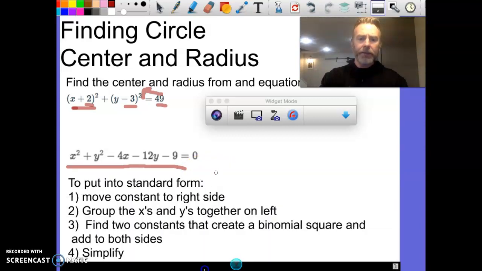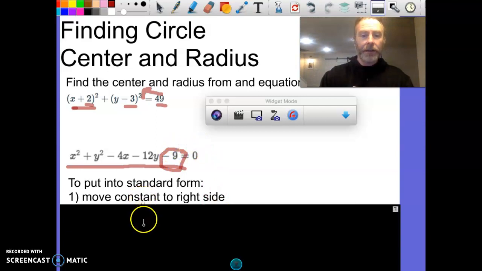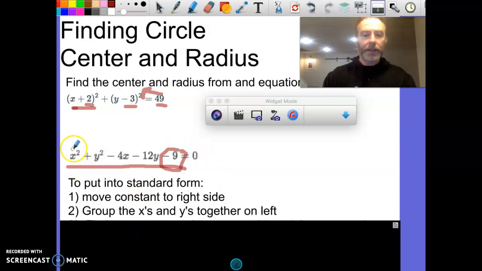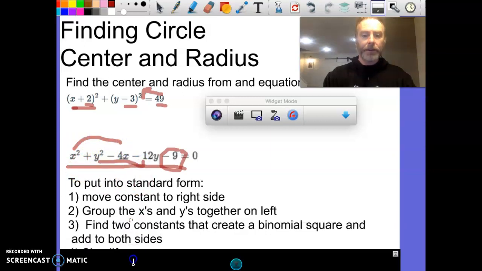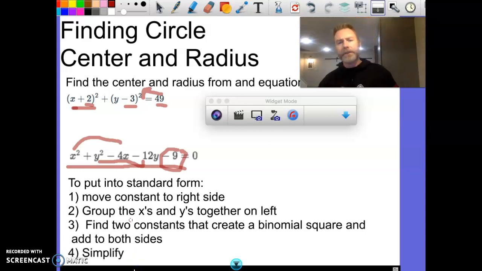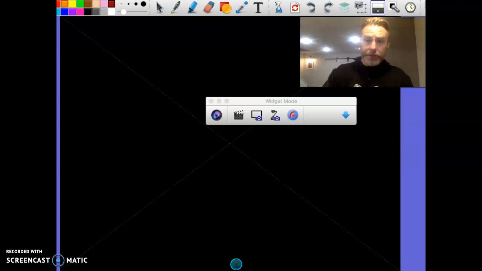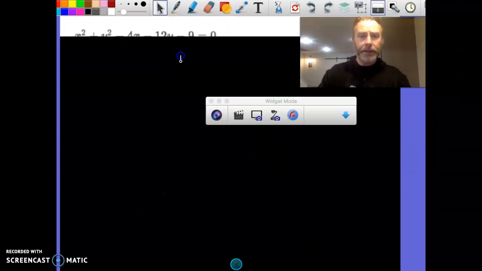So we do have 4 steps that we're going to do. Step 1 is we're going to move the constant to the right side. And so this is a constant right here. We then are going to group the x's and y's together. So we're going to group these numbers together and these two numbers here together. We're going to then find 2 constants, so we're going to add 2 numbers to both sides of the equation that create a binomial square. And then the last thing we're going to do is simplify. Now, if we can do that, we're going to take an equation like this and put it into this form, which allows us to find the center and radius.